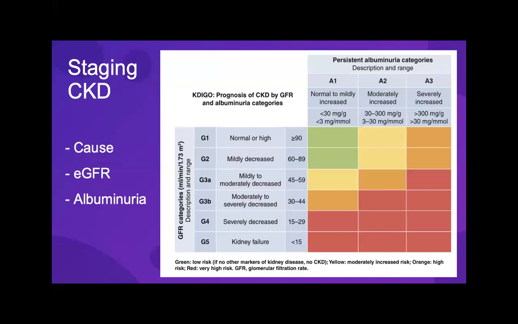Just a reminder again, LabTrack is going to give you a urine PCR in grams per millimole. So when you're using this chart, you must make sure that you're converting to the UPCR values, and also converting to milligrams per millimole instead of grams per millimole.